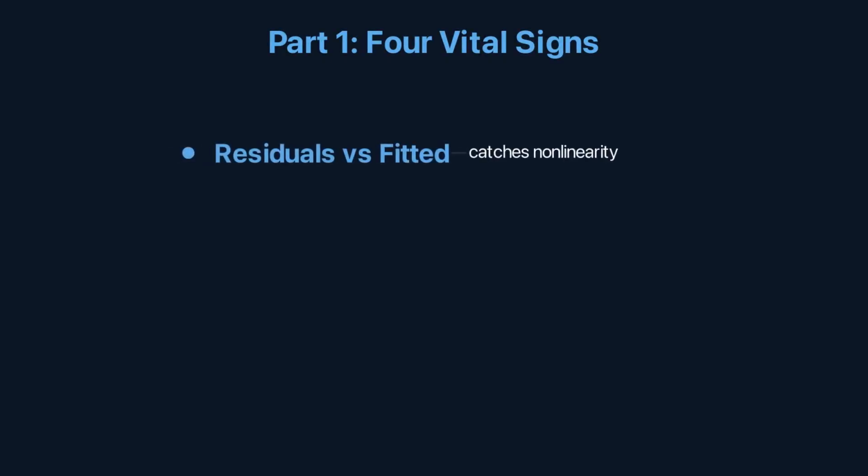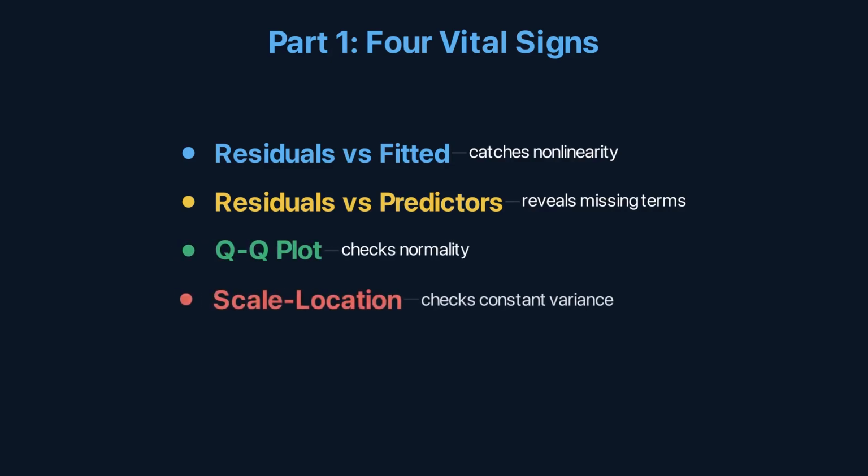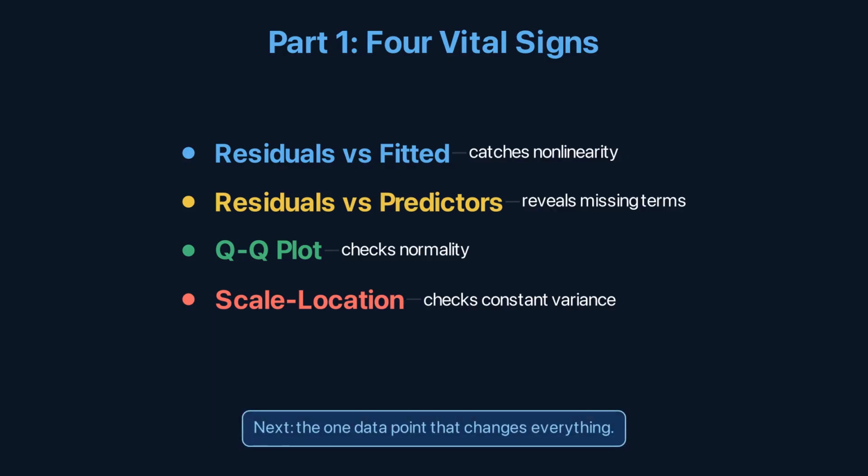Residuals versus fitted catches nonlinearity and heteroscedasticity. Residuals versus predictors reveals missing terms. QQ plot checks normality. Scale location checks constant variance. 4 plots, 4 vital signs. Next, the one data point that changes everything.